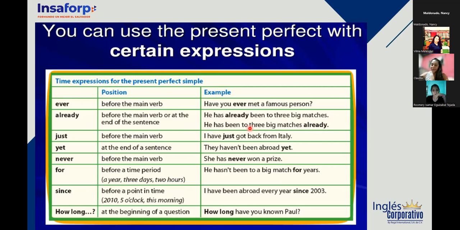It doesn't change, okay? So what does already mean? As I said before, it's like if I'm saying ya. It's like, él ya ha estado en tres grandes torneos, en tres grandes partidos. Okay, so that's pretty much it. So do we have any questions so far, or are we kind of understanding?